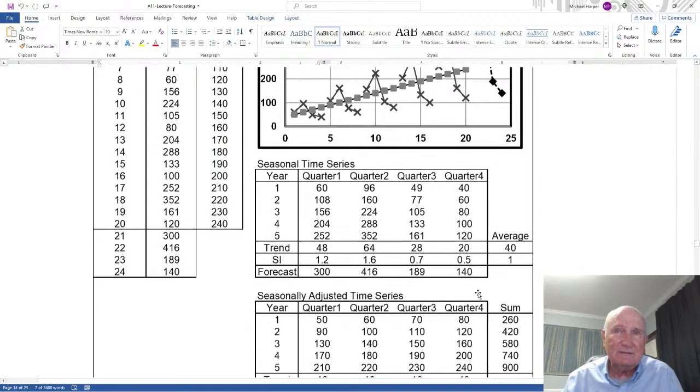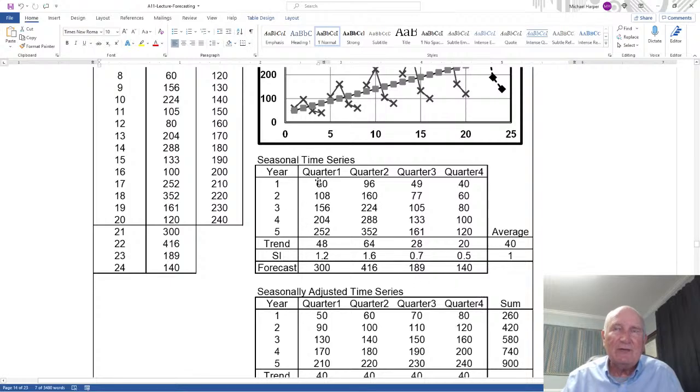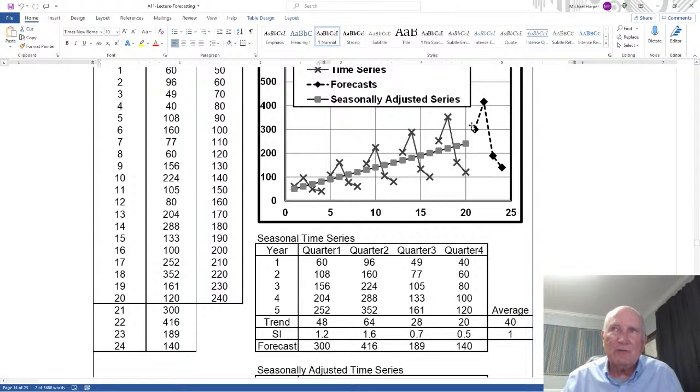So therefore, I can divide through by my seasonally adjusted trend to get my seasonal indexes. And there's my indexes. So now I know I have a trend here. So I regress this onto this to get my forecast here, which is given here. And the forecasts are plotted up here. And notice they're increasing.